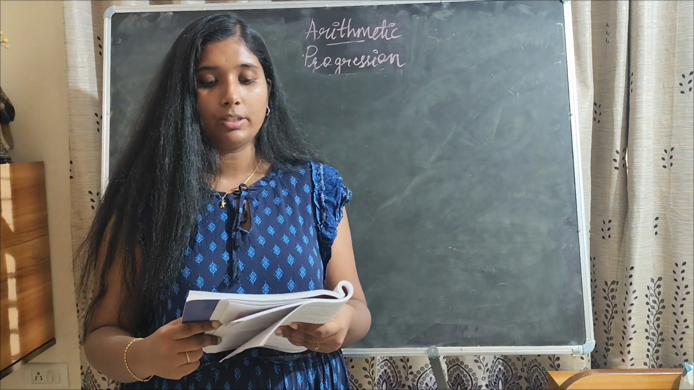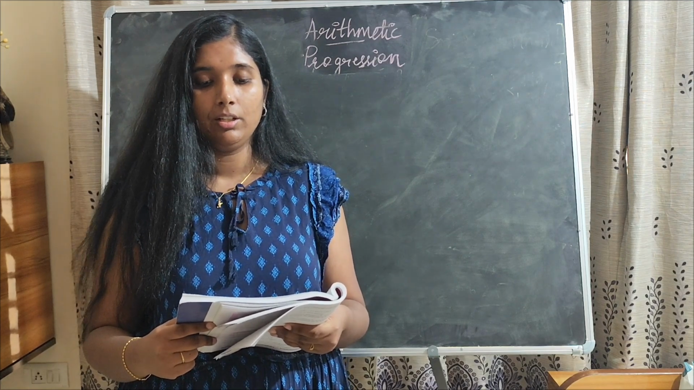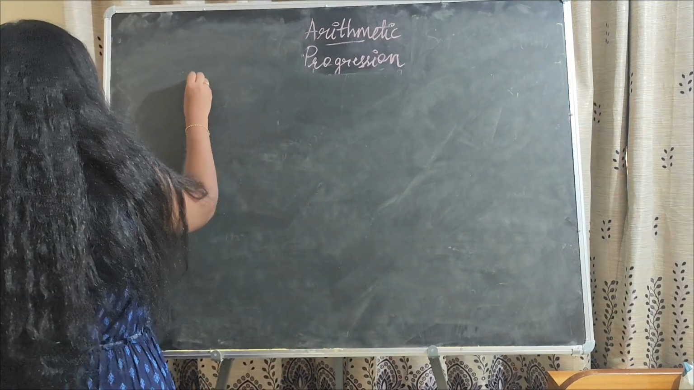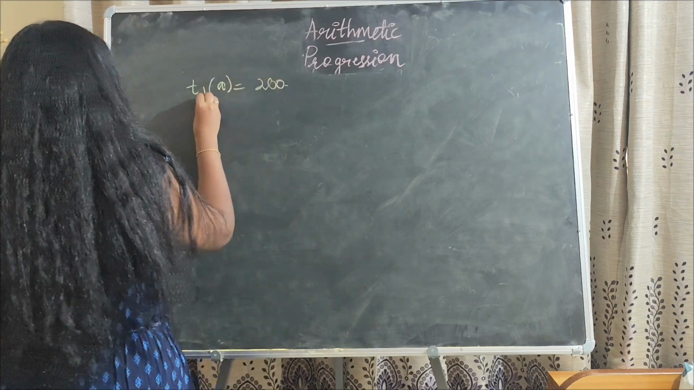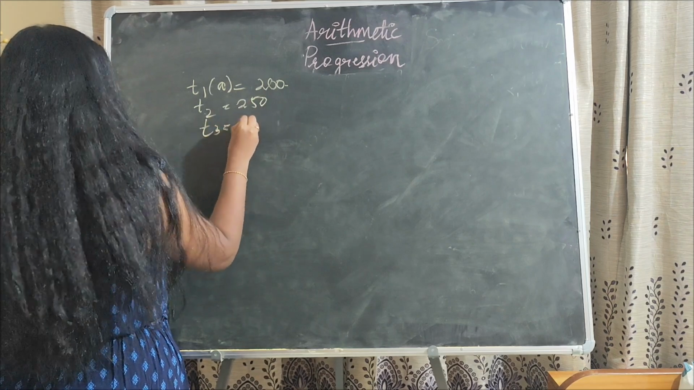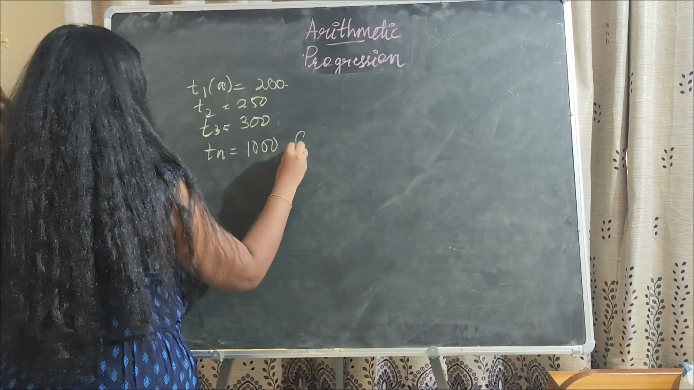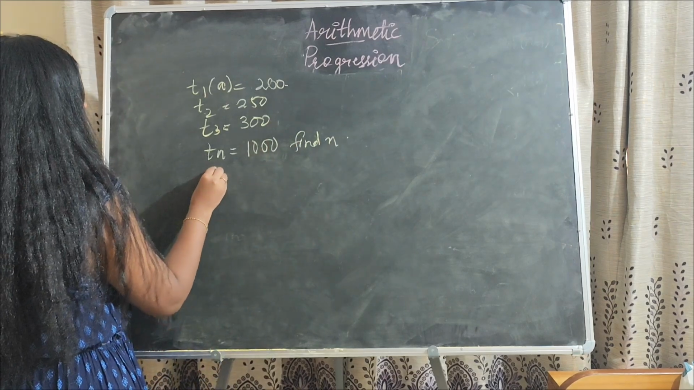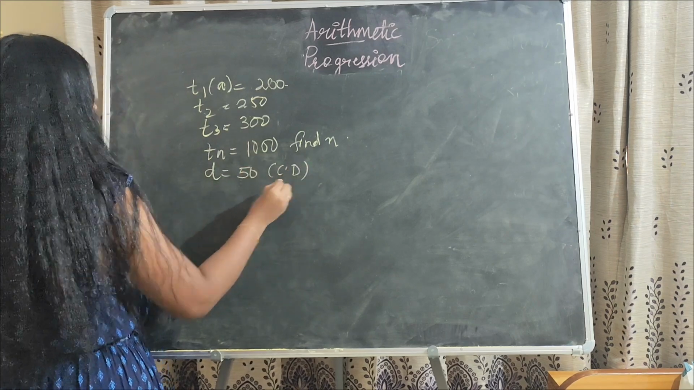Anwar saves some amount every month. In first 3 months, he saves 200, 250 and 300 respectively. In which month will he save 1000? So T1 or A is given as 200, T2 is 250, T3 is 300 and Tn is 1000. We need to find n. Now, what is the common difference D? Difference D is 50. It's a common difference.